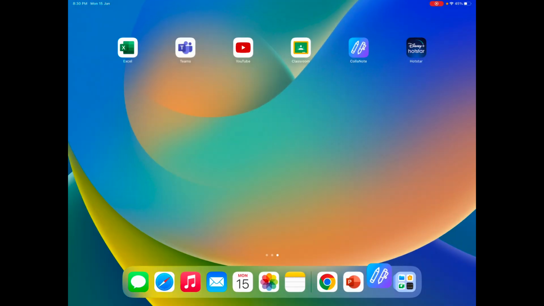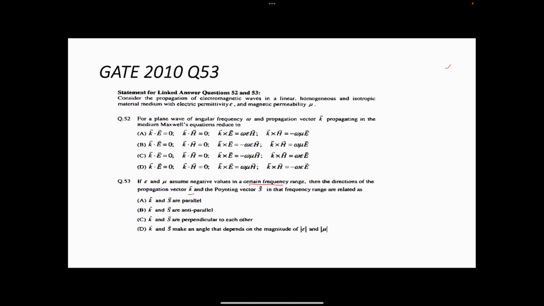So let's come to the question again. K and S are parallel, which is incorrect. K and S are anti-parallel, which we have seen to be correct. K and S are perpendicular to each other? No, nothing of that sort is seen. And K and S make an angle that depends on mod epsilon and mod mu? No, that is also not seen. So K and S are anti-parallel is the only relation we have established when epsilon and mu are taking some negative values in certain frequency range. That is, the propagation vector and the Poynting vector are anti-parallel to each other. So option B is correct for this question. Thank you.